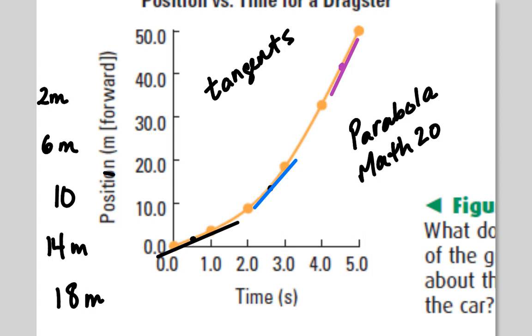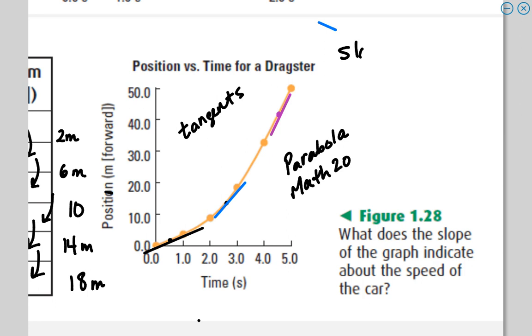Just by looking at it, you don't have to do any calculations, compare the slopes of those lines. Are they getting steeper? They are getting steeper. So what could you say about the slopes? The slopes are increasing.